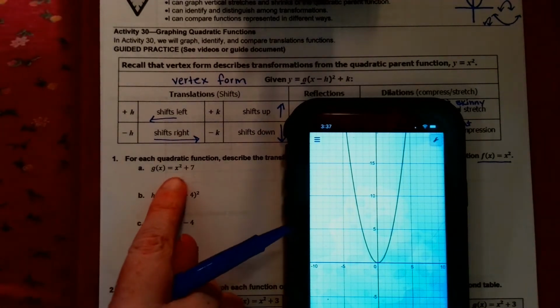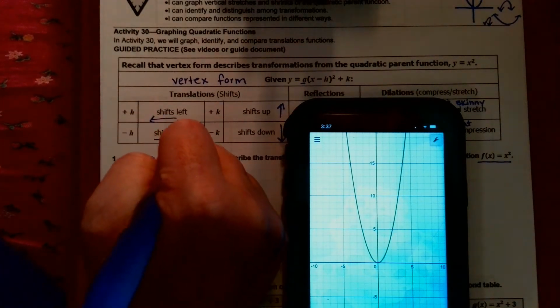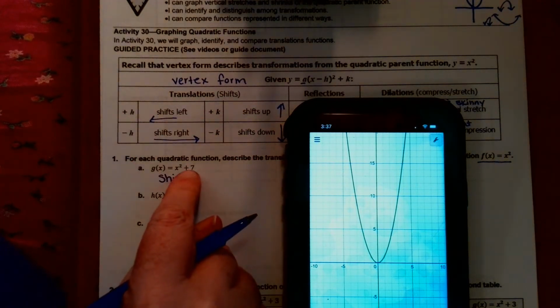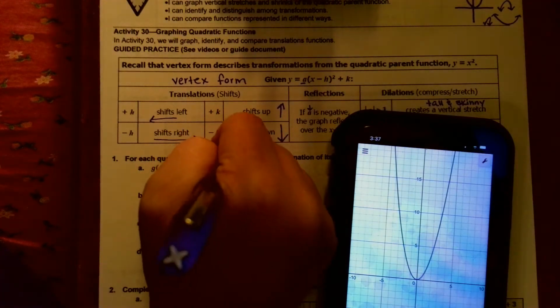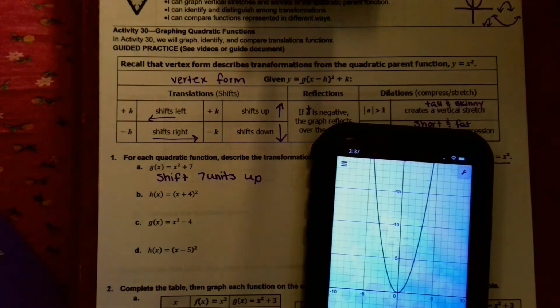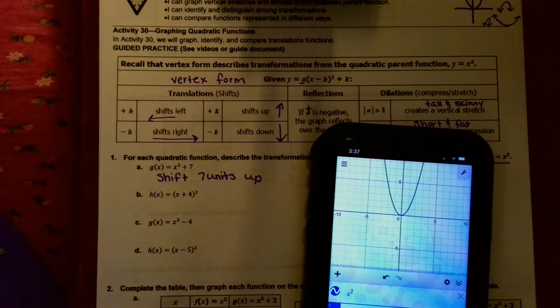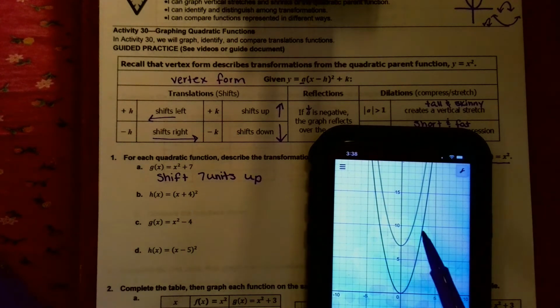What's this plus 7 going to do to x squared? It's going to shift my graph up 7 units, because this is my k value, it's at the end, and it's just plus 7. If you would like to see that graphed, we have x squared plus 7. You can't tell the color difference, but we have our original graph, and then plus 7. It just shifted up 7 units.